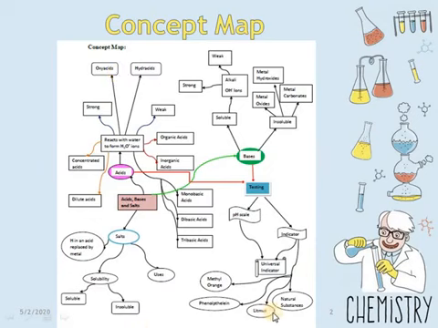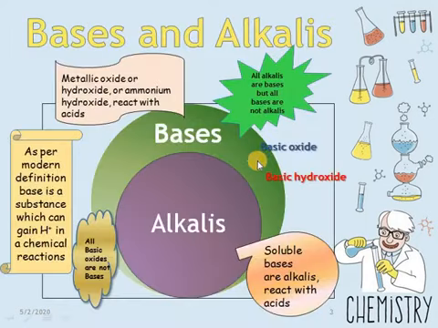This is the concept map. In short, what all we will be learning from this video. So, bases and alkalis. You can see inside the big circle there is a small circle. So you can understand from this that all alkalis are bases, but all bases are not alkalis.